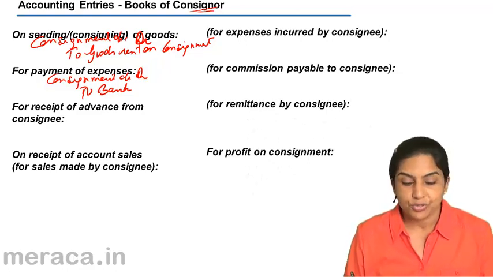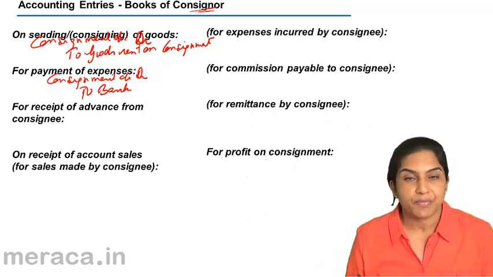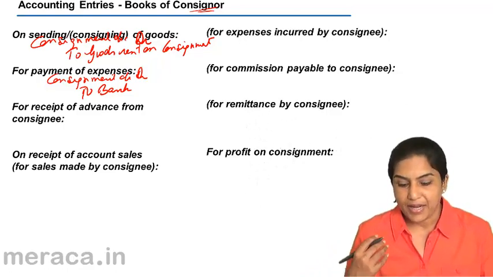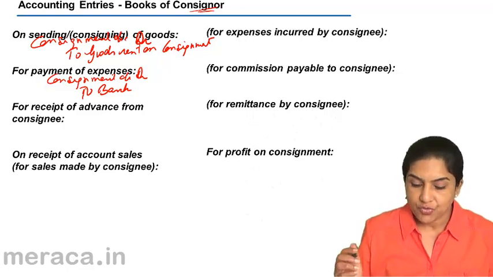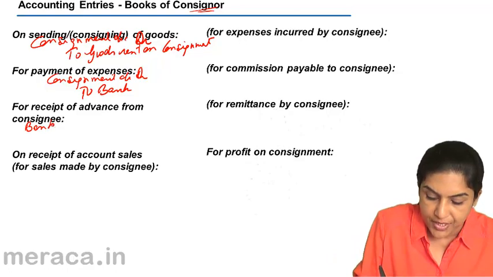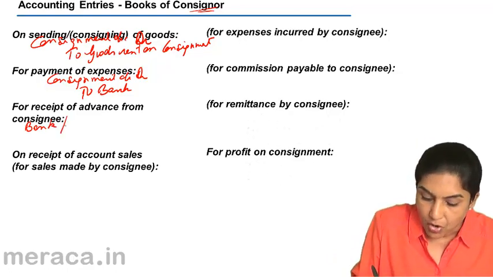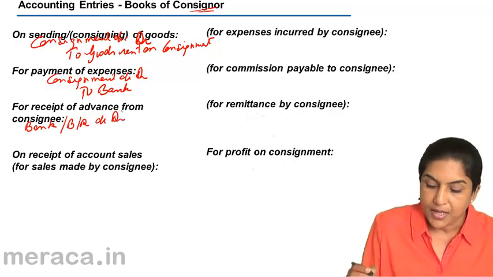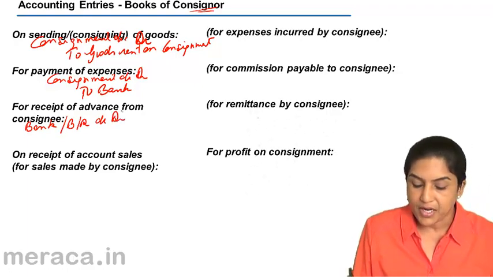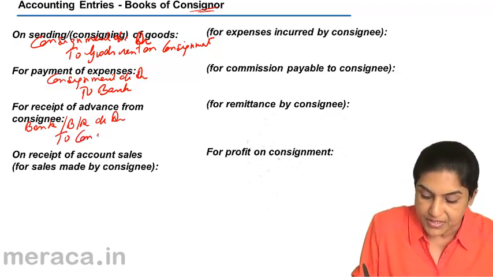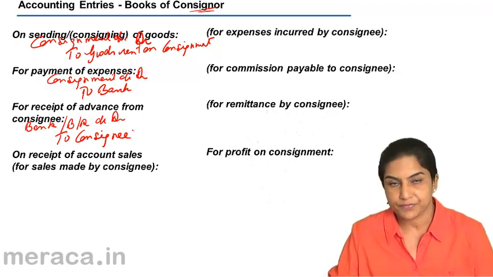Suppose, like we said, usually an advance is received from the consignee. If the consignee sends a check or a bill of exchange, then the entry would be, if we get a check, bank account debit, or bills receivable account debit. Bank account or bills receivable account debit, since we have received it from the consignee. Now we credit consignee's account.